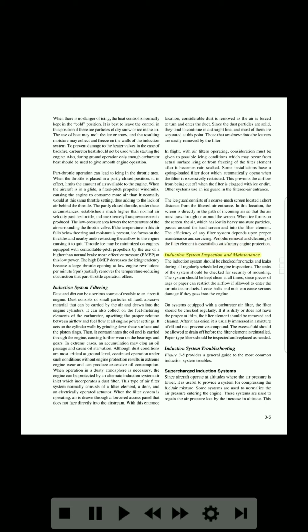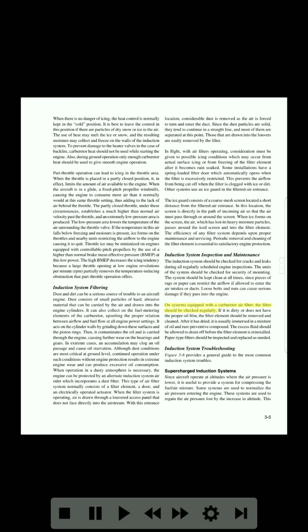Induction system inspection and maintenance. The induction system should be checked for cracks and leaks during all regularly scheduled engine inspections. The units of the system should be checked for security of mounting. The system should be kept clean at all times, since pieces of rags or paper can restrict the airflow if allowed to enter the air intakes or ducts. Loose bolts and nuts can cause serious damage if they pass into the engine.